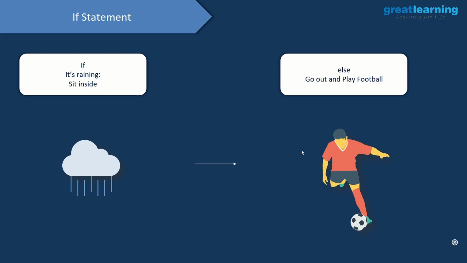So if else. Again, it's the same example over here. If it is raining, then obviously you can't play football. You'd have to sit inside and maybe watch Netflix. But on the other hand, if it is not raining, then you can go and play football. So this is how the if statement works.